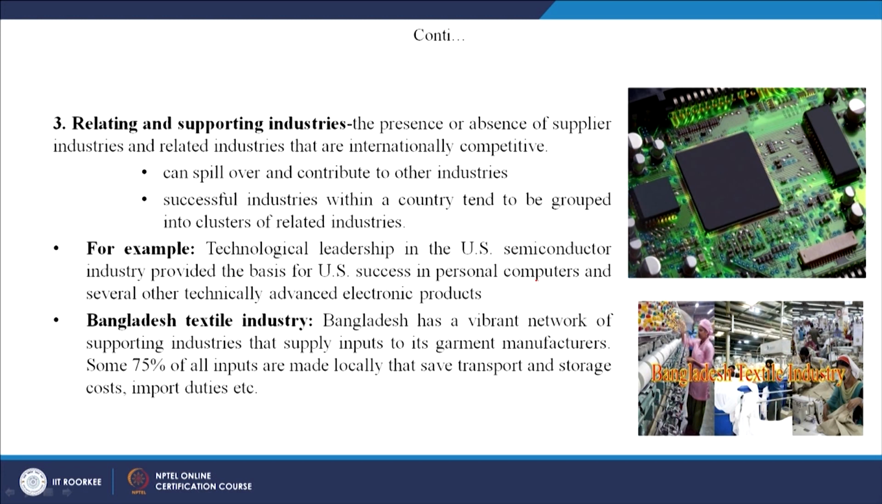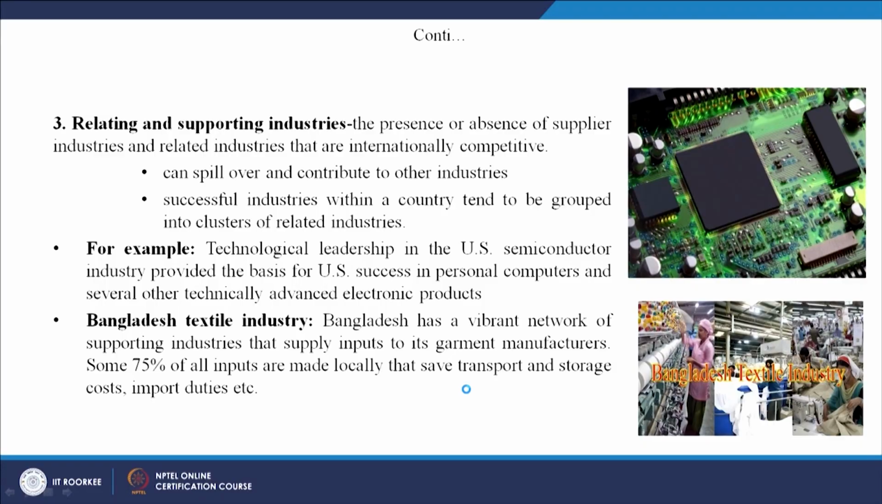Had the US not had an advantage in semiconductors, it would not have been one of the largest producers of computers, personal computers, and several other technically advanced electronic products, including maybe the Apple-like products, right. So what it says is, suppose a country is producing something, and the other auxiliary parts are required to produce the main product. A main product may require, the OEM may require, several other products, right. So if these products are not available, then it becomes very difficult.